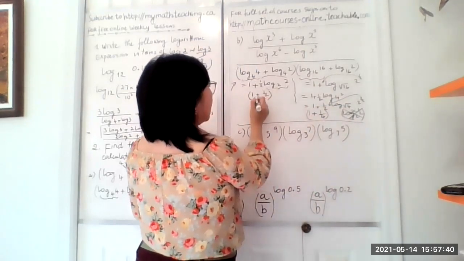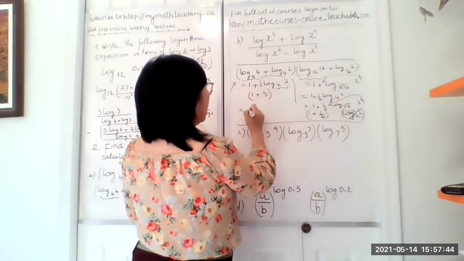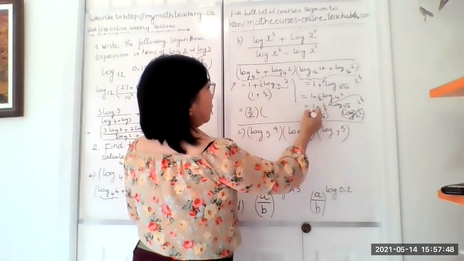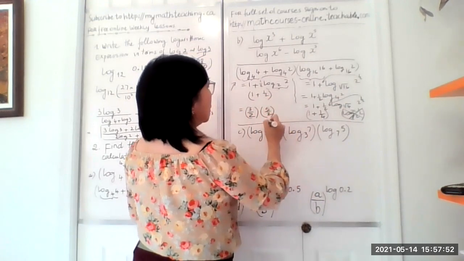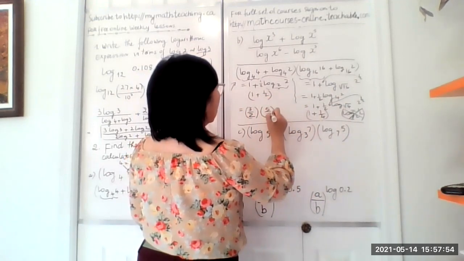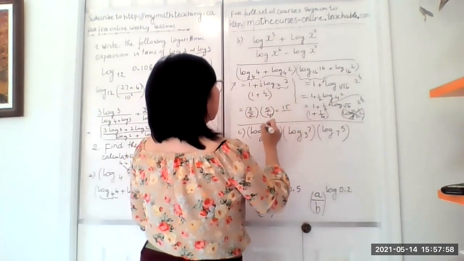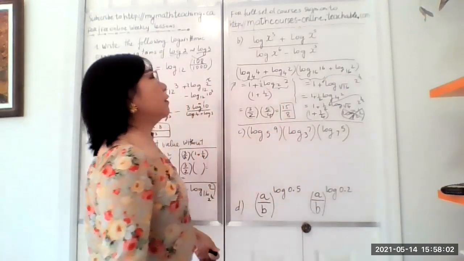And the first bracket is 1 adding with 1/2. So that will become 3/2. Times with the second bracket, which will be 4 add 1 is 5, 5/2. Oh, sorry, 5/4. So this will become 3 times 5 is 15 and 2 times 4 is 8. So the answer is 15/8.